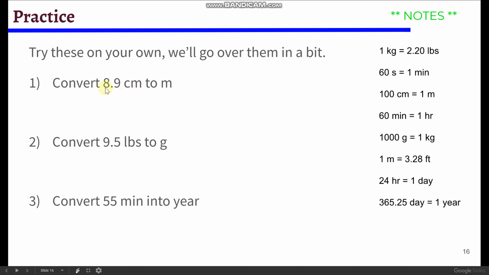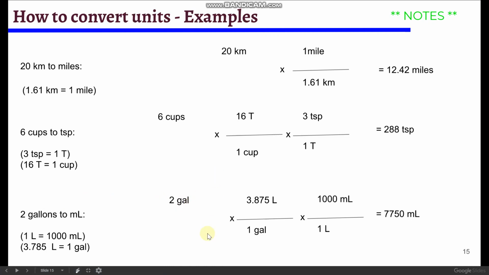We're converting in this first one from 8.9 centimeters to meters. In the second one, we're going from 9.5 pounds to grams. And in the third one, we're going to convert 55 minutes into a year. So you can see for this one was a one-step one because we only used one fraction. These two were both two-step ones because there's two fractions. So two fractions in this one and two fractions in this one.